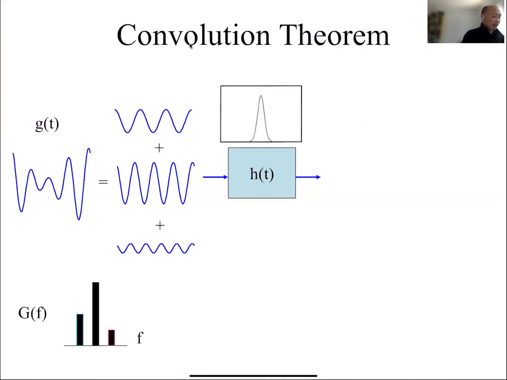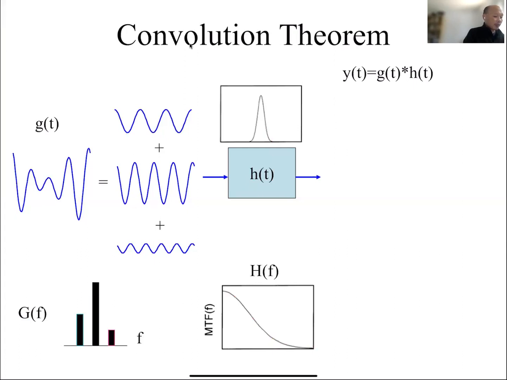And then we're going to pass it into some linear system, which has some impulse response, right? That impulse response, remember, has a Fourier transform. So it makes sense that these components will be multiplied by this impulse response. This will be multiplied by this response, and this will be multiplied by that. So if we put the signal into this system, we should expect that this Fourier transform gets multiplied by that Fourier transform. So I have y of t equals g of t convolved with h of t.